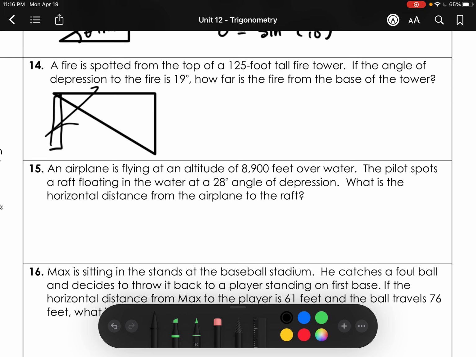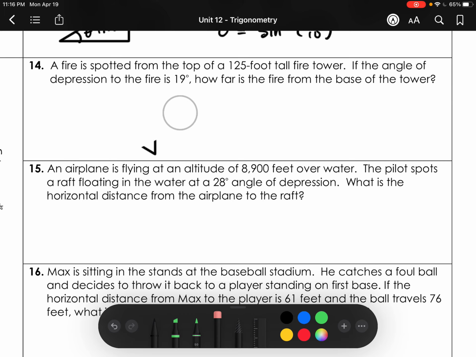All right, let me erase the tower. Now that you guys know what this would look like. So this is the top of the tower, right? Fire spotted from the top of a 120-foot tall fire tower. So this is 125 feet right here, because this is the same as the top of the tower. And the angle of depression of the fire is 19 degrees. So this is the angle of depression, 19 degrees. How far is the fire from the base of the tower?